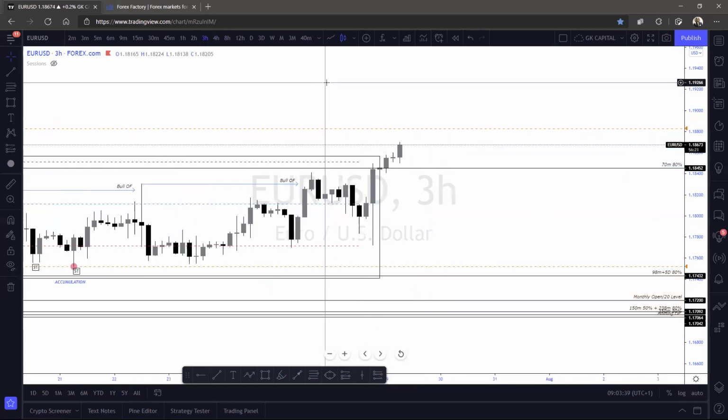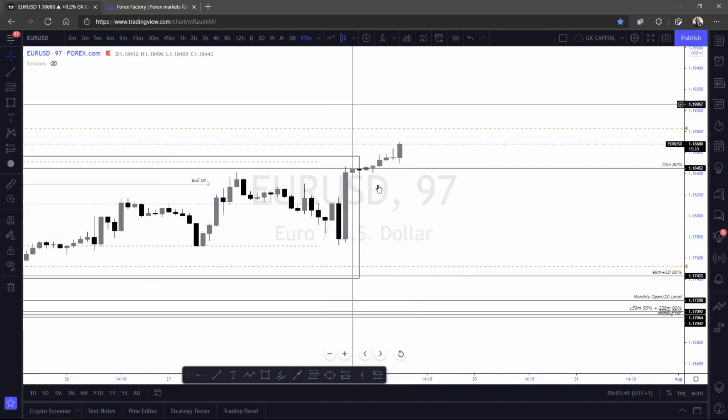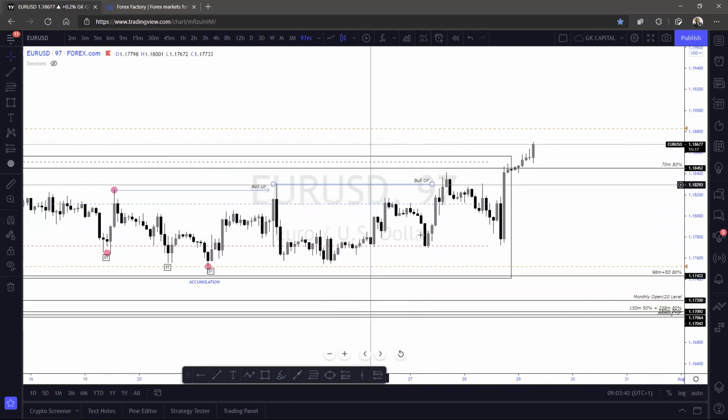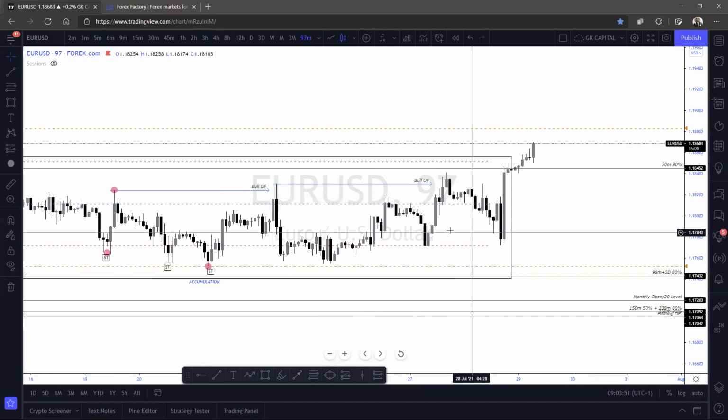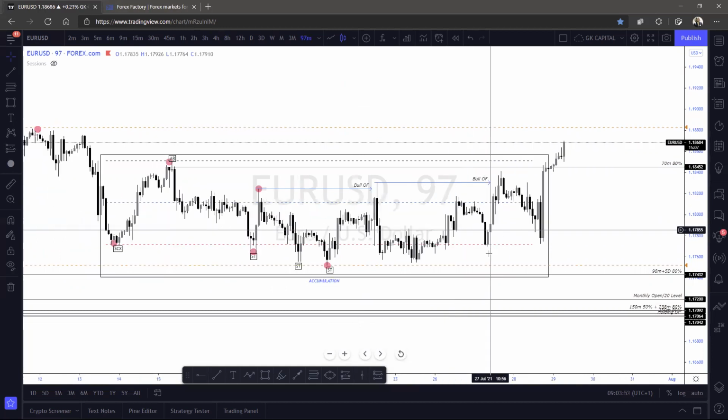Actually, we looked at this yesterday, I think. Yeah, there you go, because I was backtesting this move, this news move. This was the candle, 80% stop loss below, and you would have gained something like 600 pips or something.